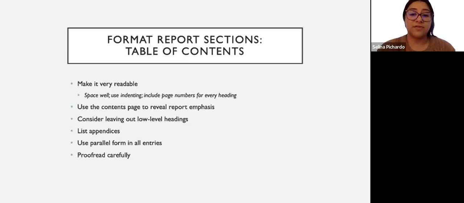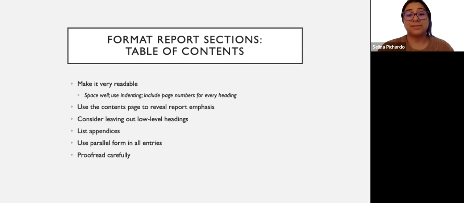You want to use a table of contents to reveal the emphasis, the main points. Be specific yet concise. So each heading listed in the table of contents gives the reader a good indication of what that section contains. Consider leaving out low level headings, usually subheadings. In very long reports, you may want to declutter the table of contents by removing those lower level headings. Make sure you list your appendices.